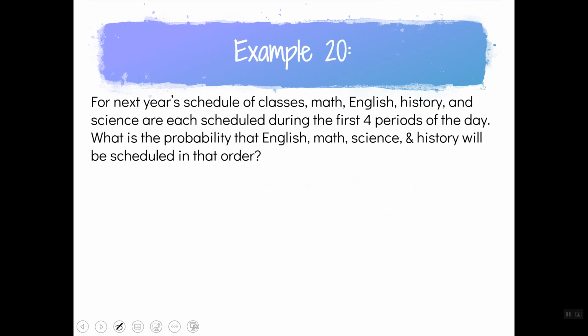Last example. For next year's schedule of classes, math, English, history, and science are each scheduled during the first 4 periods of the day. Not likely here, but could happen. What is the probability that English, math, science, and history will be scheduled in that order? Well, there's only one way they could be in that order, the way listed, out of all the different ways they could be arranged. And 4 factorial is 4 times 3, 12 times 2, 24 times 1, 24.